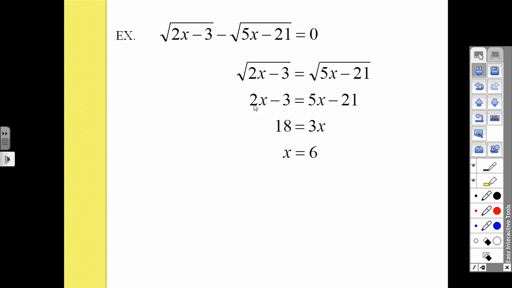And that should make sense, because if these are going to subtract to be 0, that means that they have to be identical underneath the radical sign. So that only happens when x is equal to 6. Okay, so we like it when those problems come up.